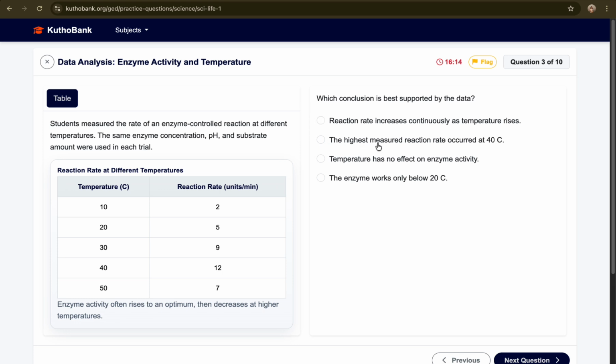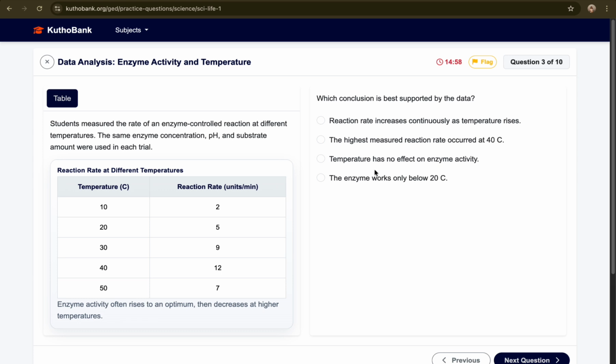Now, choice B. The highest measured reaction rate occurred at 40 degrees Celsius. Let's check the first part, the highest measured reaction rate, first. Here, you can clearly see that the highest value is 12. This occurs at 40 degrees Celsius. So all the parts in this choice B are correct. This is very likely to be the correct answer.